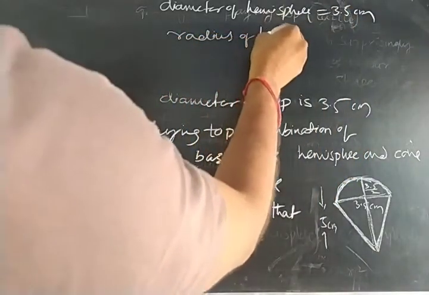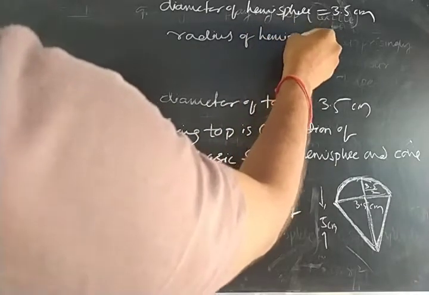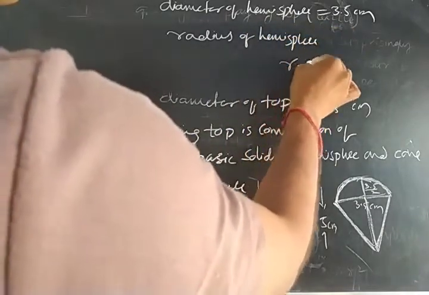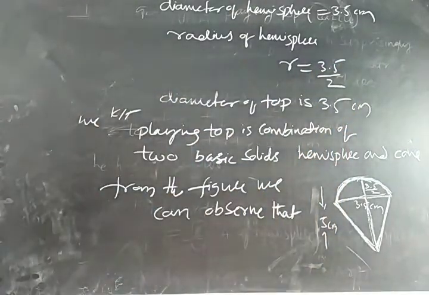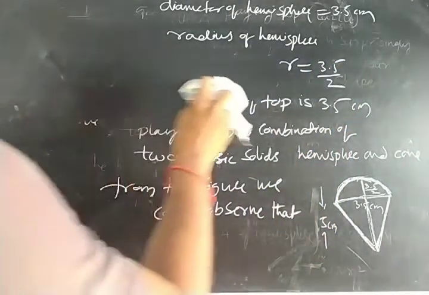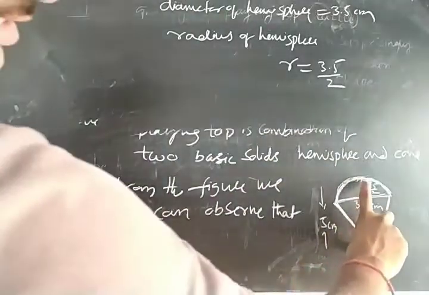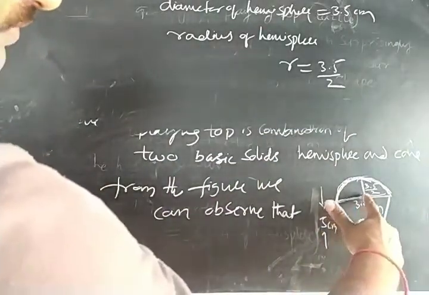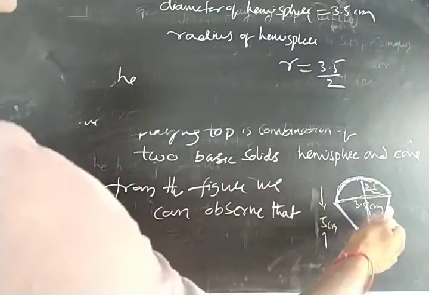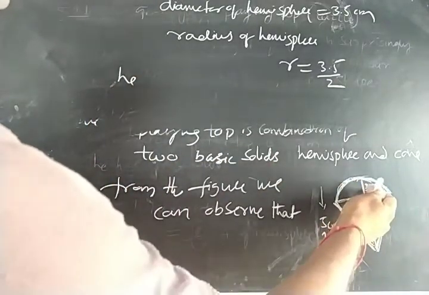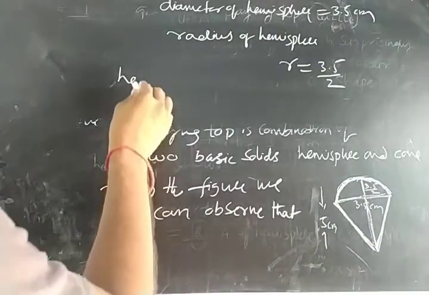Radius of hemisphere is equal to 3.5 by 2, right? Now given the height of the lattu is 5 centimeters, but I need the height of the cone. So how to get the height of the cone? From the figure, from the total height, subtract the radius of the hemisphere, right?